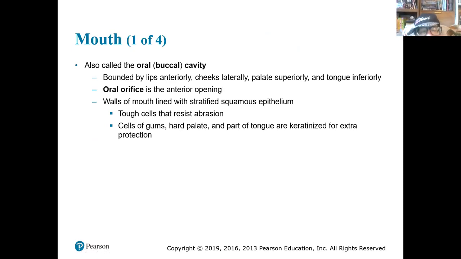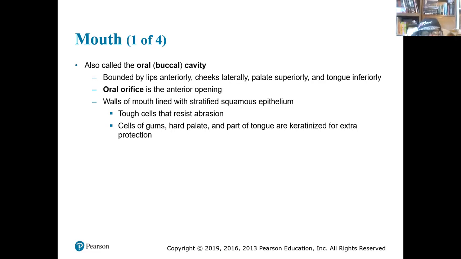The mouth is also called the oral cavity or the buccal cavity. What we're talking about, the muscle of the cheek, is the buccinator. Sorry, you couldn't see what I was doing. That's your buccinator. So the buccal cavity is the area in between the cheeks, bounded by the lips at the front, the cheeks on the sides, the palate on top, and the tongue on the bottom. The stuff in between there is the oral cavity. The oral orifice is where the lips are, at the anterior side.